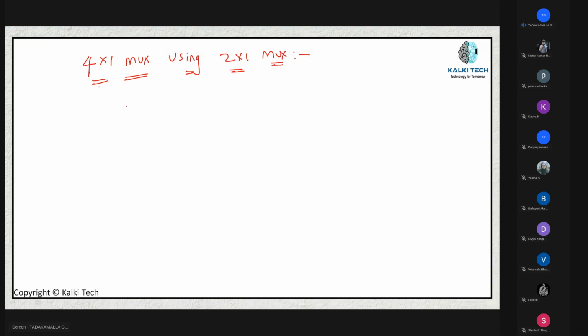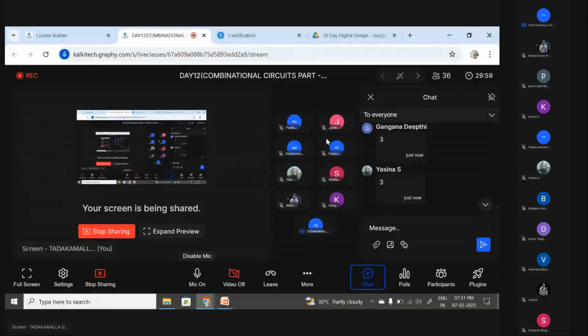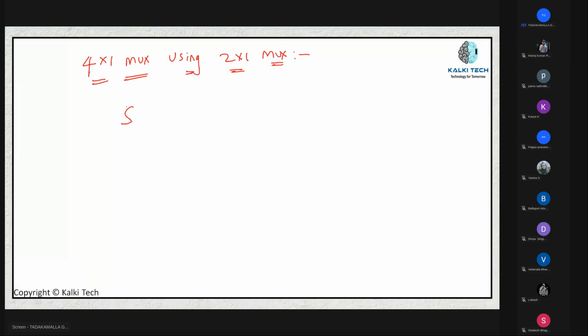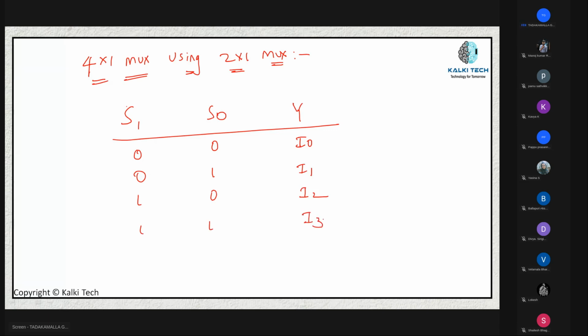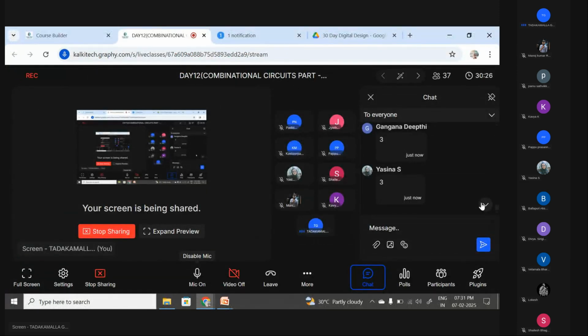So how many select lines are there for a 4 cross 1 mux? 2. Let's say those are S1 and S0, and this is your output Y. If it is 0 0, your output is I0, and 0 1, your output is I1, and 1 0, your output is I2, and 1 1, your output is I3. So this is the truth table for a 4 cross 1 mux. Yes or no?